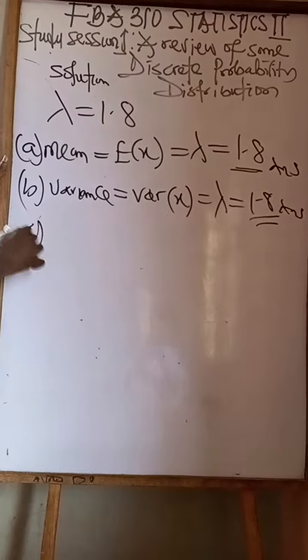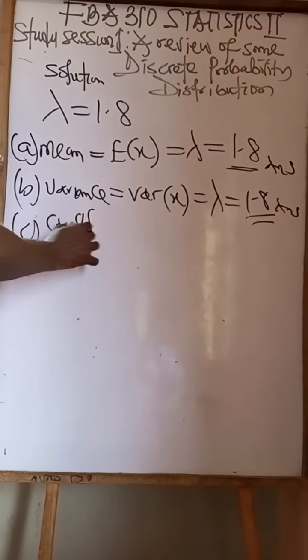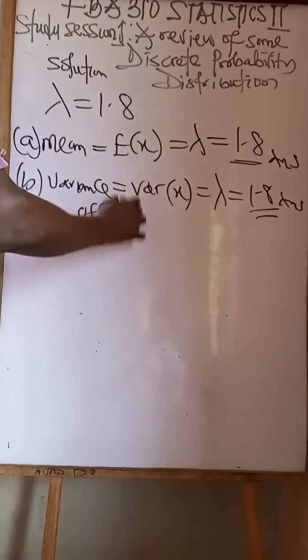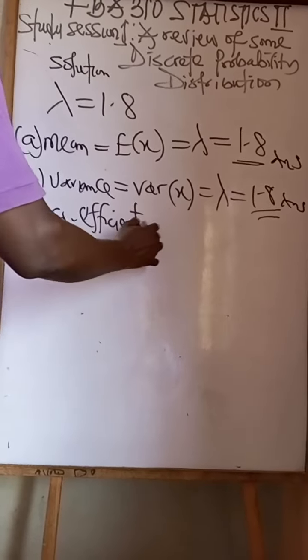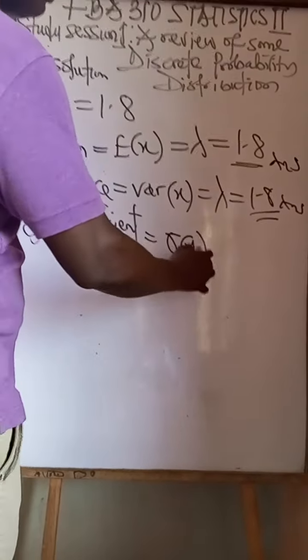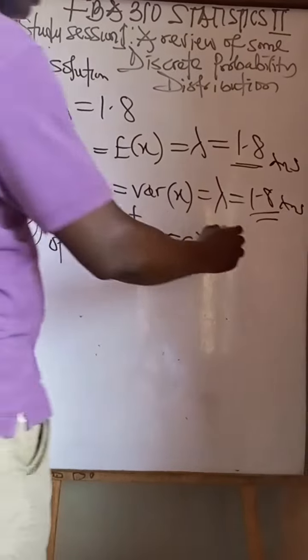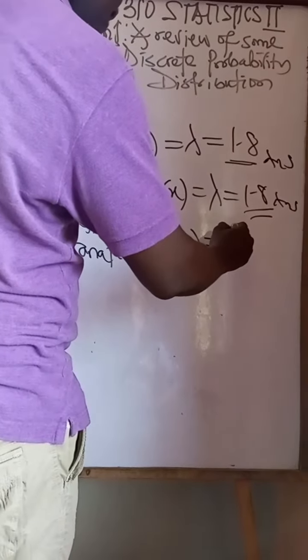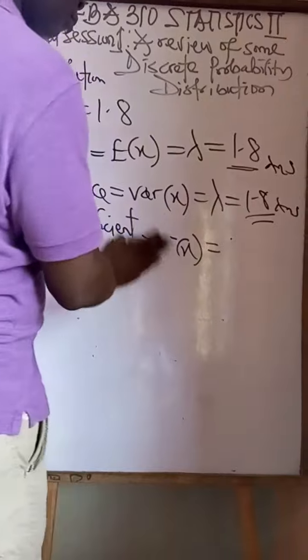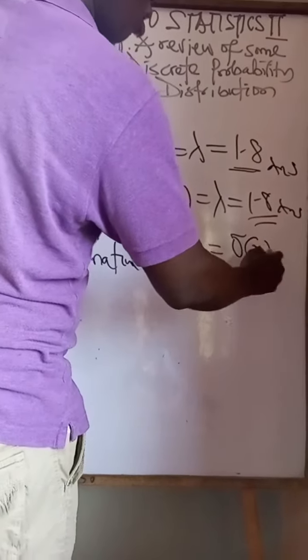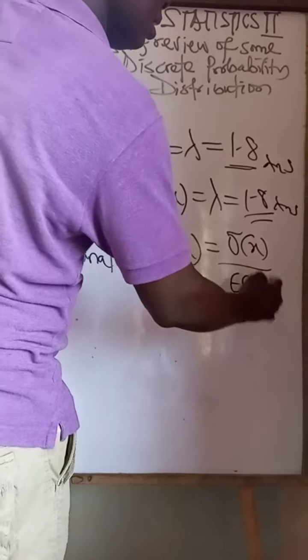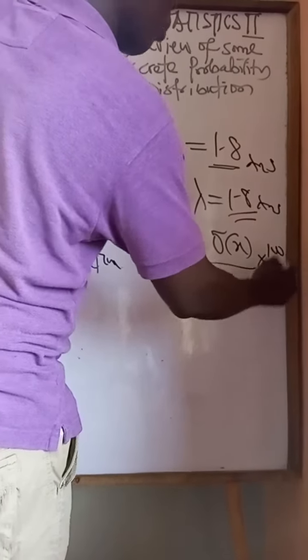Then finally, we have to find the what? The coefficient of variation. I told us coefficient of variation has this symbol, CV, and is defined by standard deviation all over mean times 100 over 1.